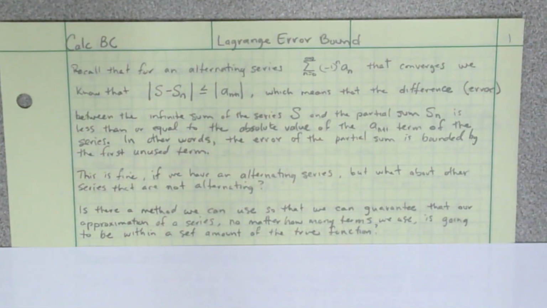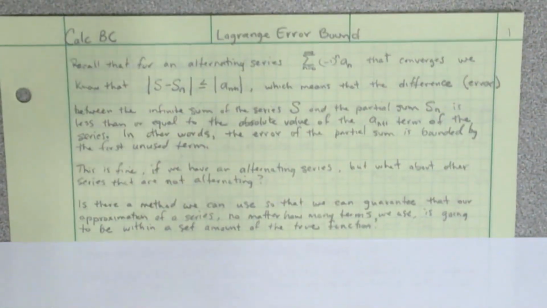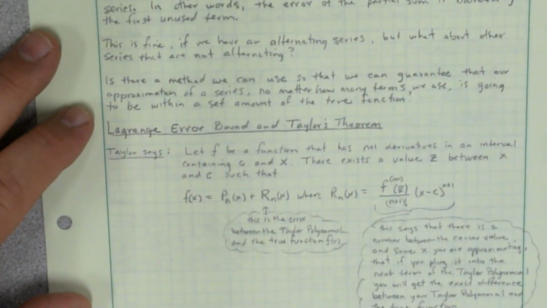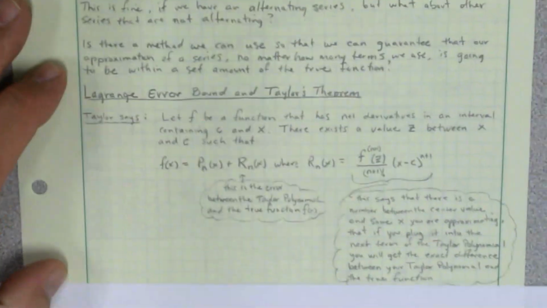Is there a method we can use so that we can guarantee that our approximation of a series, no matter how many terms we use, is going to be within a set amount of the true function? Okay, so that's what we're looking at. That's our question. And so this is where the Lagrange error bound came in. So I'm going to go ahead and lay this out for you so you can start seeing it.